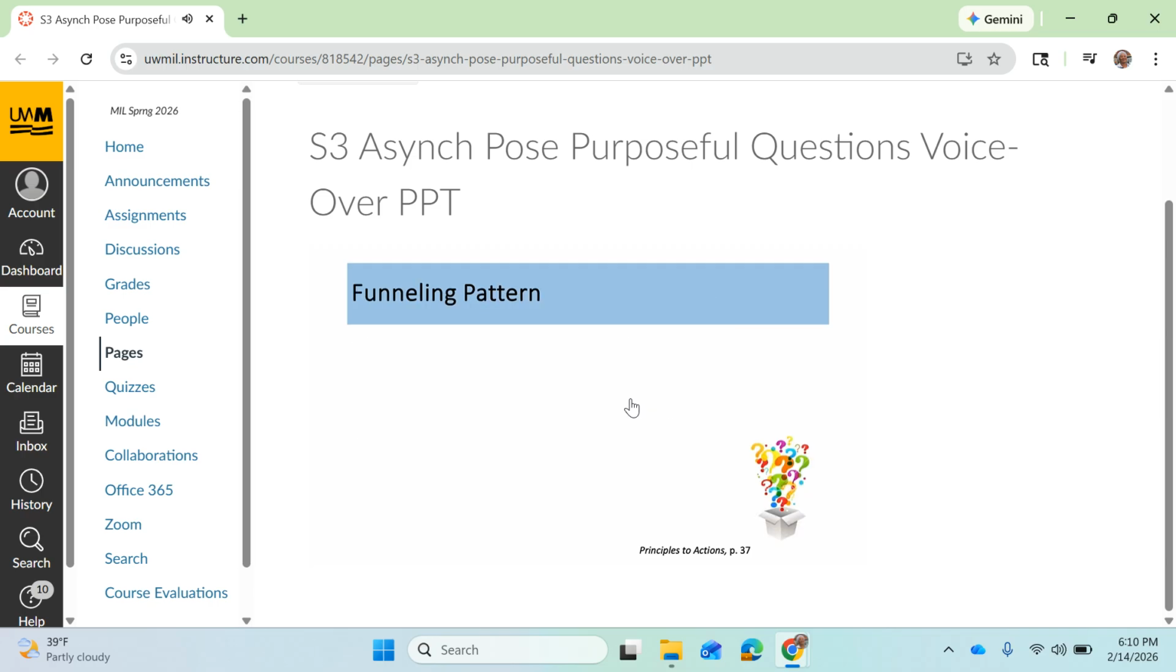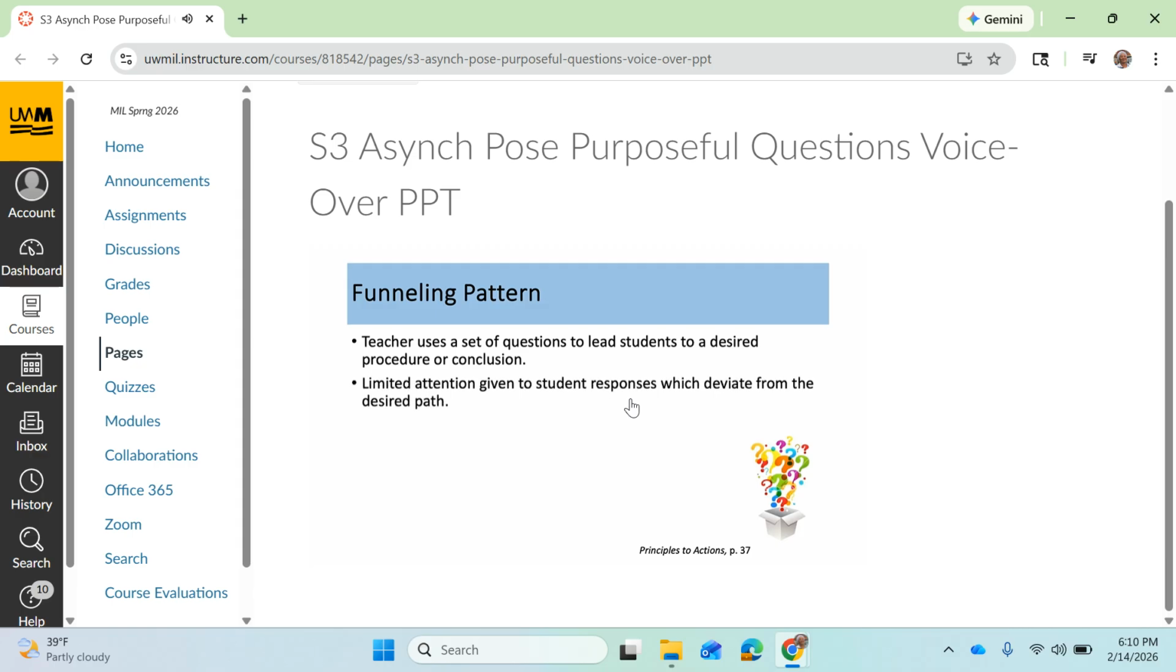Another pattern that we frequently see is called a funneling pattern. Within this pattern, a teacher uses a set of questions to lead students to a desired procedure or conclusion. So we start with one that leads to another and then to another. But there's limited attention given to student responses that might deviate from where the teacher is intending to go. So while the teacher might be asking more questions, if a student starts to go in another direction, even if it's mathematically valid or even potentially good thinking for the class, the teacher still steers them down the path they want to go.